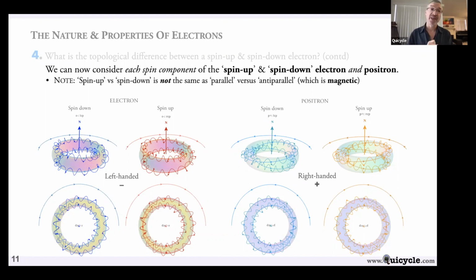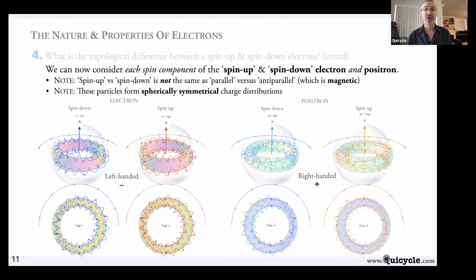Please note that spin up and spin down is not the same as parallel and anti-parallel. That is a magnetic distinction about the alignment of the magnetic north pole, whereas spin up and spin down is the direction of circular polarization of the intrinsic photon. So they're not the same thing, and they don't have the same effect on the interactions.